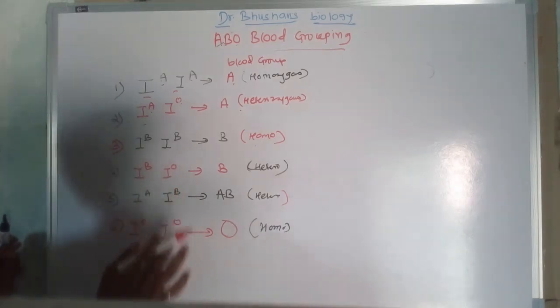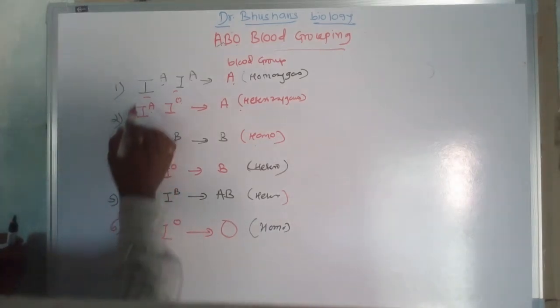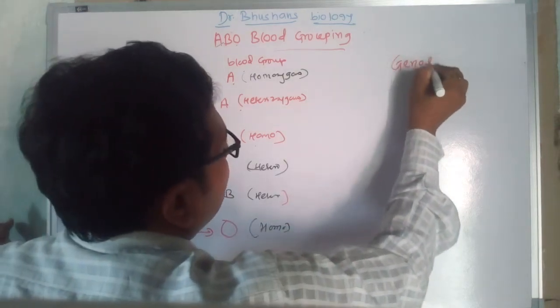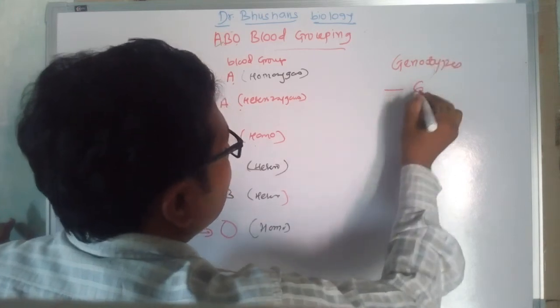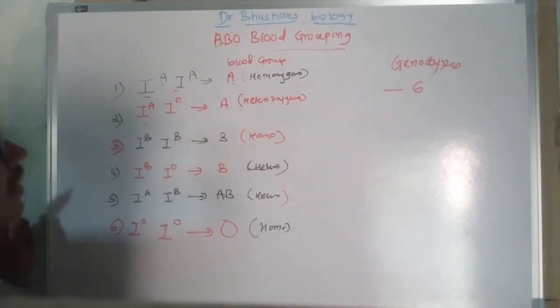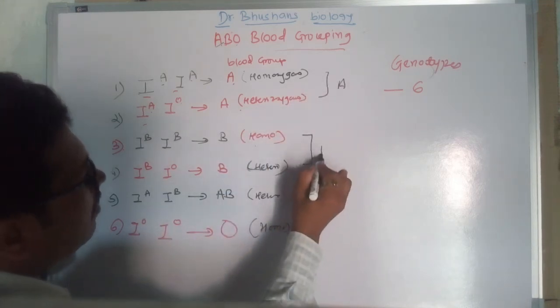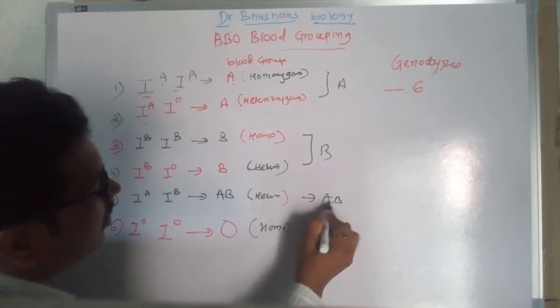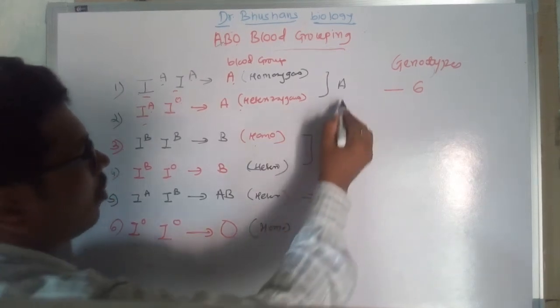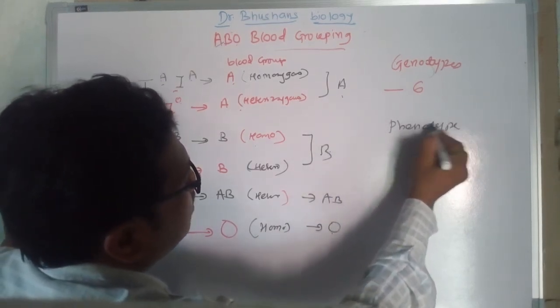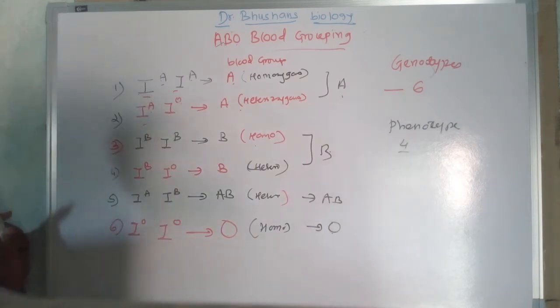Then how many different genotypes are there? 1, 2, 3, 4, 5, 6. We have shown here the genotypes, the number is 6. What are the phenotypes here? This one is A blood group, this one is B blood group, this one is AB blood group and this one is O blood group. 1, 2, 3, 4. So how many phenotypes? 4 phenotypes are there. You can see here 6 different genotypes and 4 different phenotypes.